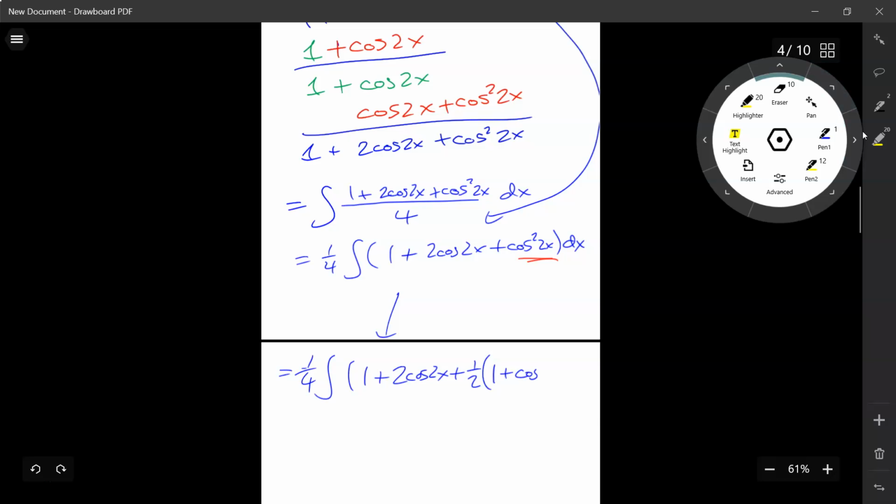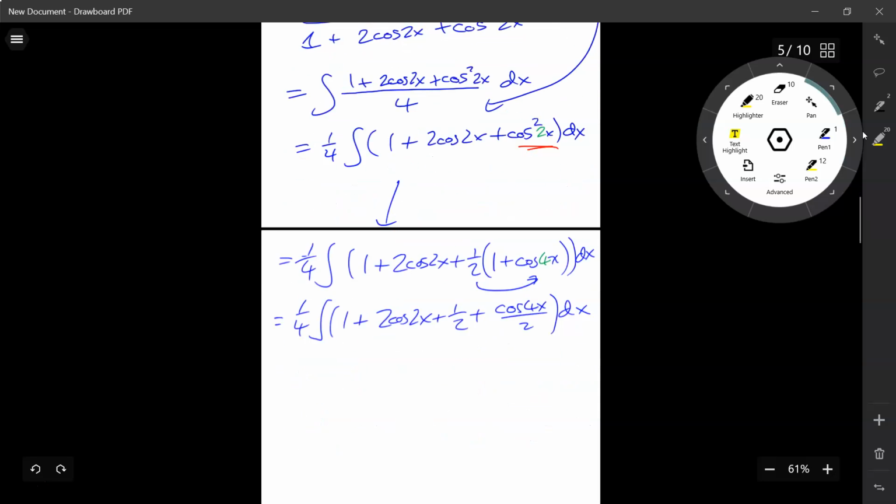Now we had 2x here. If you bear with me, I'll put it in green, we had 2x here. So of course here we're going to get 4x. And that is equal to a quarter times the integral of 1 plus 2 cosine 2x. And I just multiply this out, plus a half, plus cosine 4x over 2, because I'm dividing across by the 2. And now these are in a position where you can integrate.